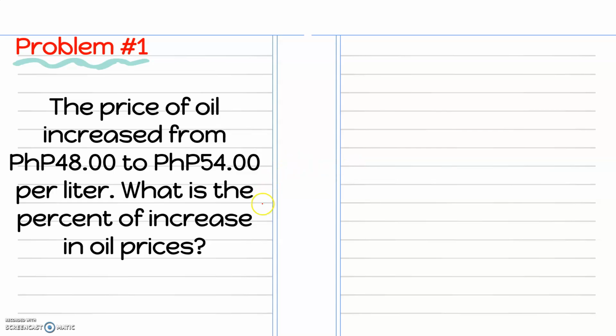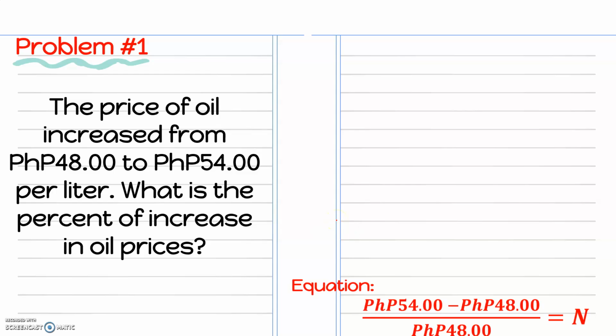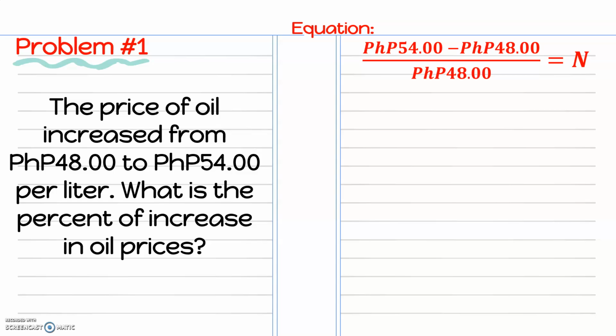To understand more about this one, let's go back to our story problem. Again, it's given that the original price of the oil is 48 pesos. Then it increased to 54 pesos. So for us to find the percent of increase, our equation will be 54 pesos minus 48 pesos. Again, this is the new price and this is the original price. Then we will divide it by the original price, just like what you saw earlier in our formula. So let's solve. Let's find first the amount of increase by subtracting the original price from the new price.